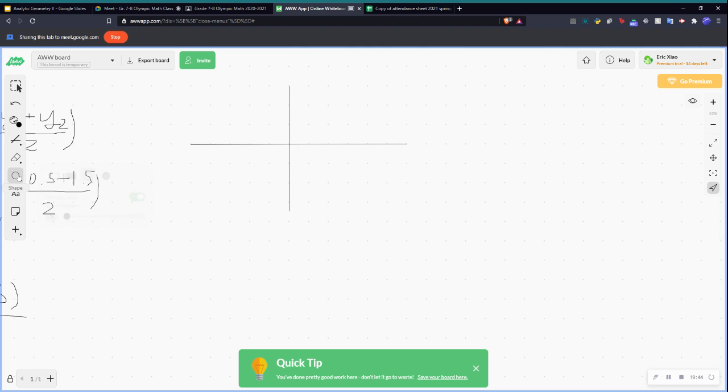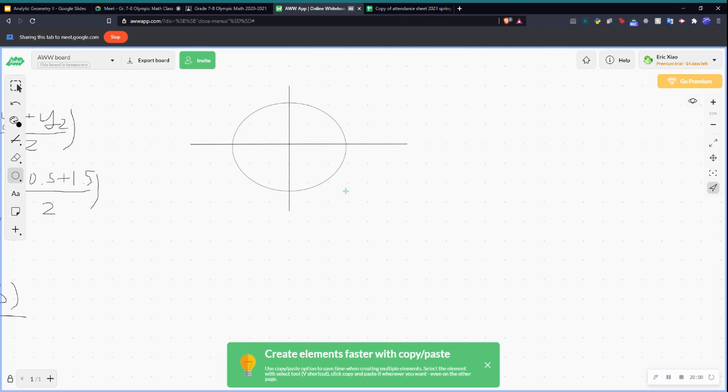All right, that looks really good. Let's draw a circle as well. See how we start out. Okay. Let's make it a bit bigger. Right, that looks like an ellipse, but whatever.